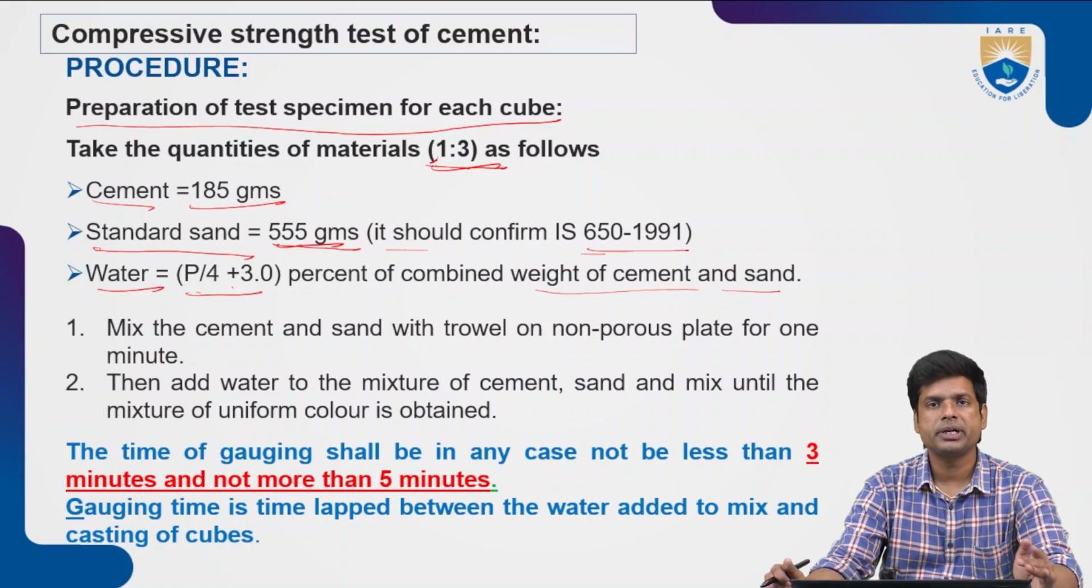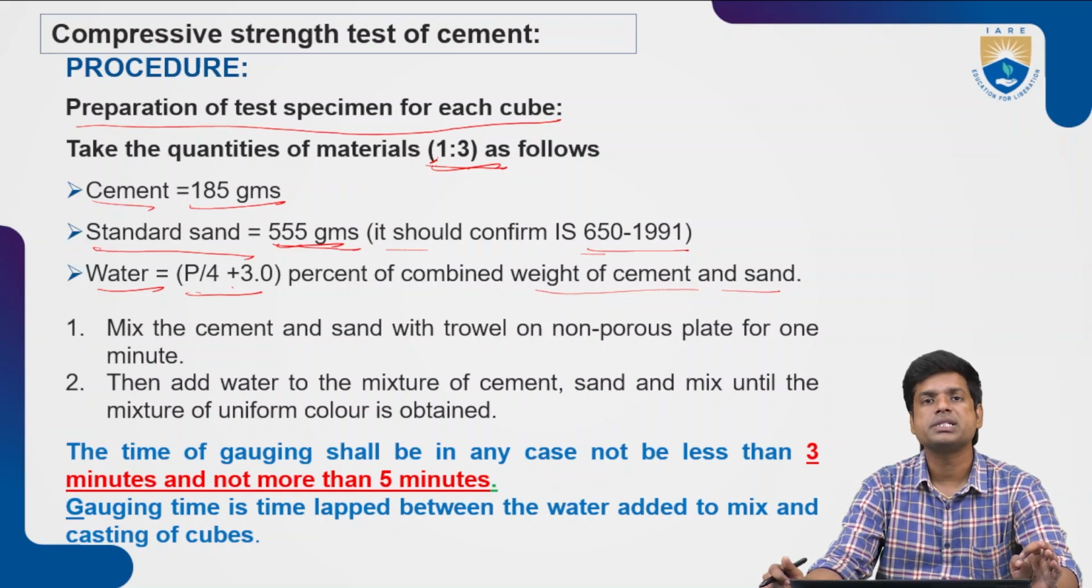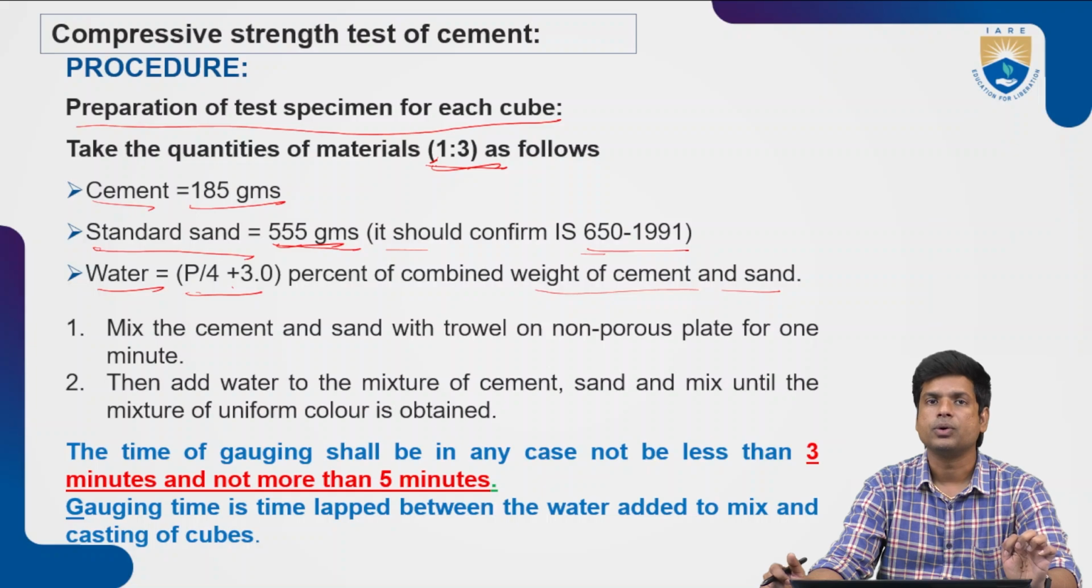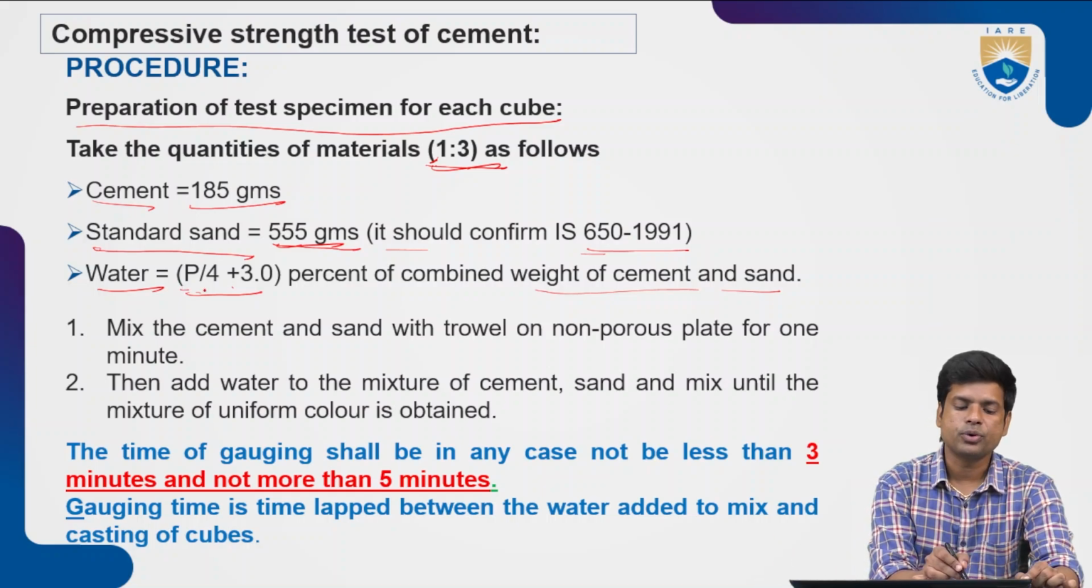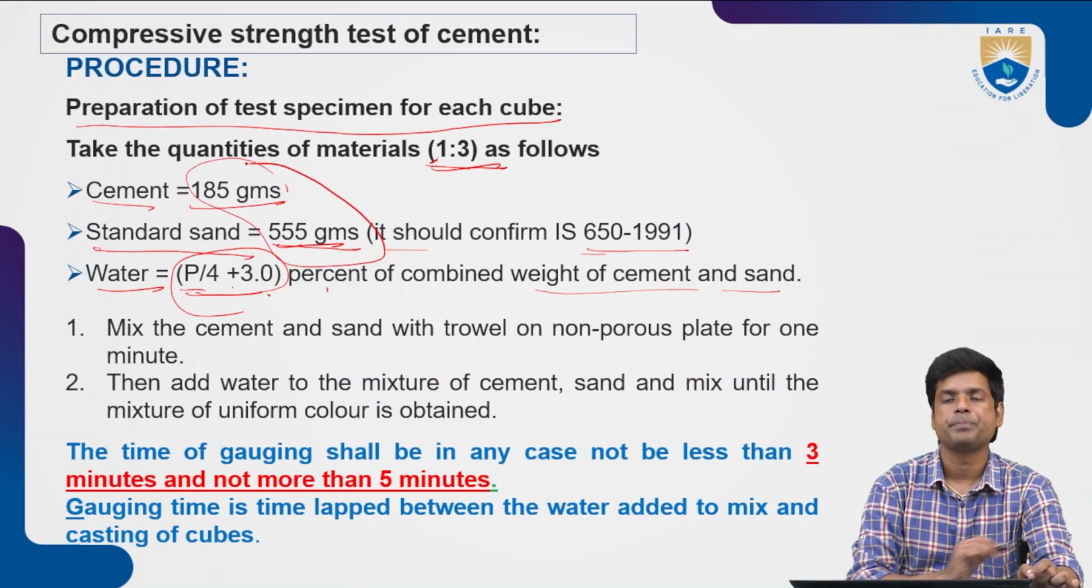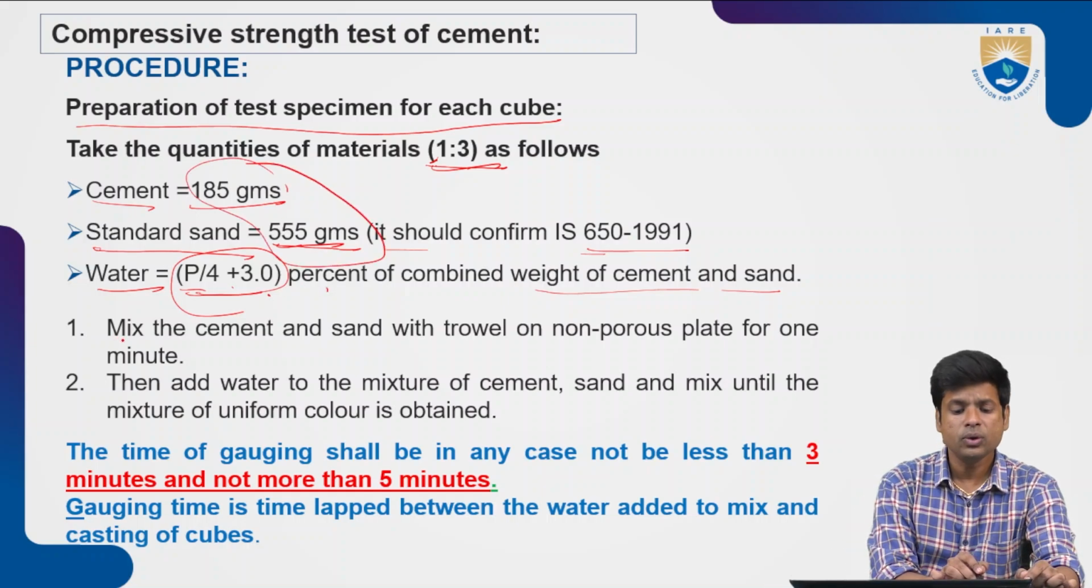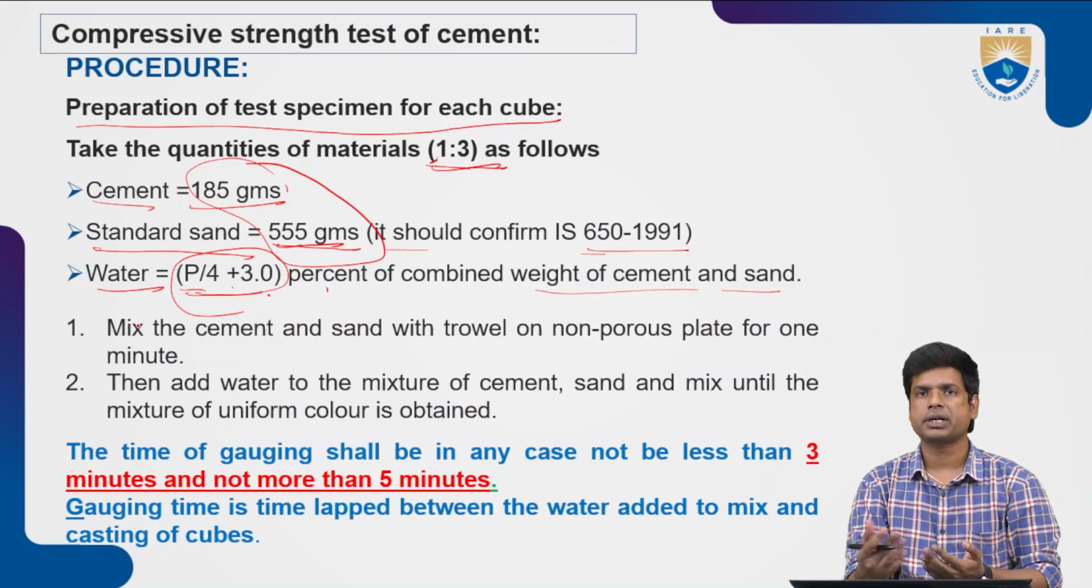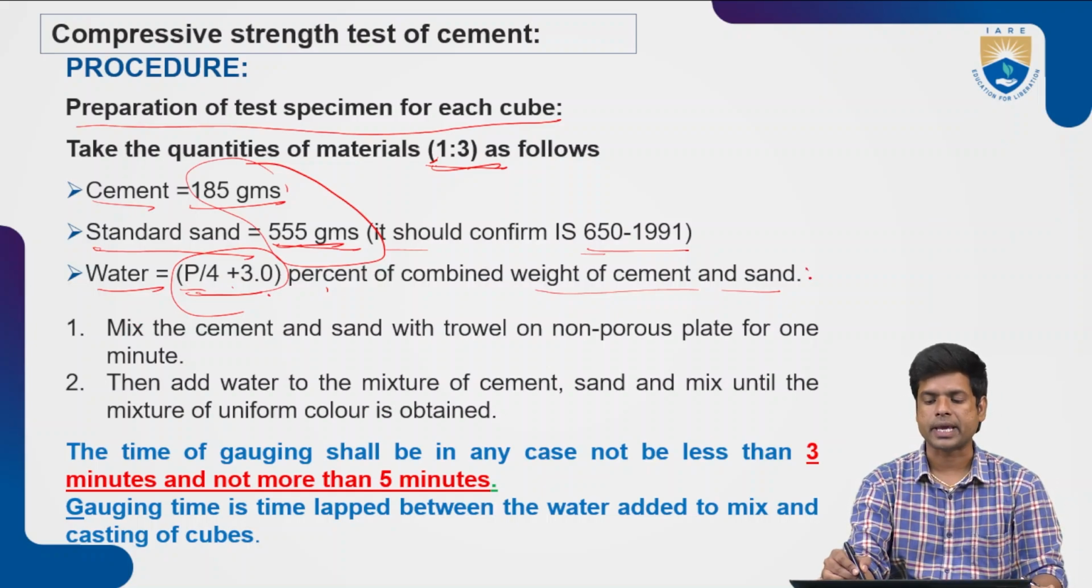For cement, first we conduct the standard consistency test, right? There we learn the quantity of water required for preparing consistent cement paste, and that percentage is taken as P. Then P by 4 plus 3, if you do this calculation, that percentage is calculated from the total weight of these two materials. Whatever water content we got after this calculation.